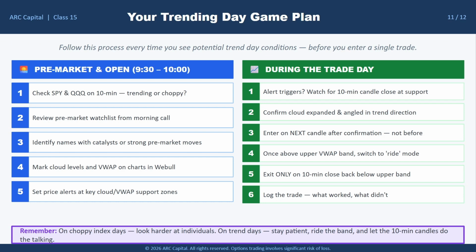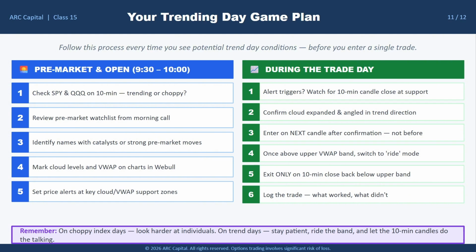On SPY it wasn't as clear. On Qs it wasn't as clear. And 3, enter on the next candle after confirmation, not before. I know sometimes you get itchy. You think it's going to leave you. You think it's going to go back up above the cloud. And sometimes it does. Sometimes it just wicks to the cloud.